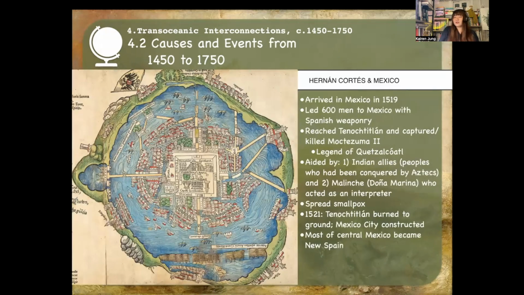When we look at Hernán Cortés and Mexico, Hernán Cortés arrived in Mexico in 1519, and he led 600 men to Mexico with Spanish weaponry. They reached Tenochtitlan and captured and killed Moctezuma II. He was aided by Indian allies, people who had been conquered by Aztecs and did not like the Aztecs. And remember, the enemy of my enemy is my friend. And then Malinche, Doña Marina, who acted as an interpreter. In 1521, Tenochtitlan burned to the ground and Mexico City was constructed. Most of central Mexico became New Spain.